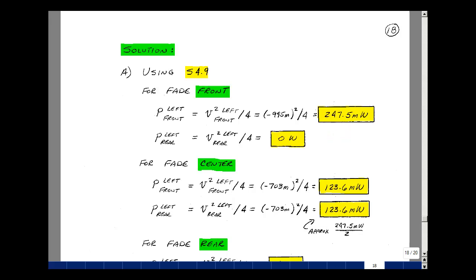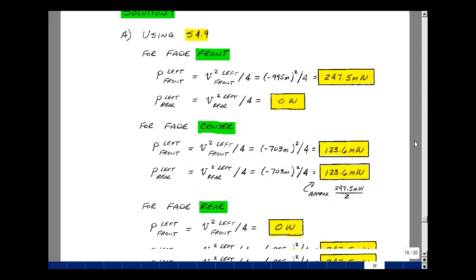So when we're in the fade front position, all the power is going to one speaker, and in the center position, we're putting half for each speaker. So we get equal sound. And this is one of the benefits of how Orban picked the resistor values. Of course, the same thing will happen in the rear position.